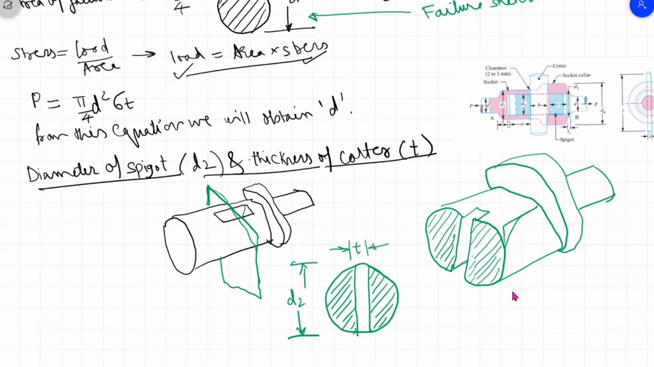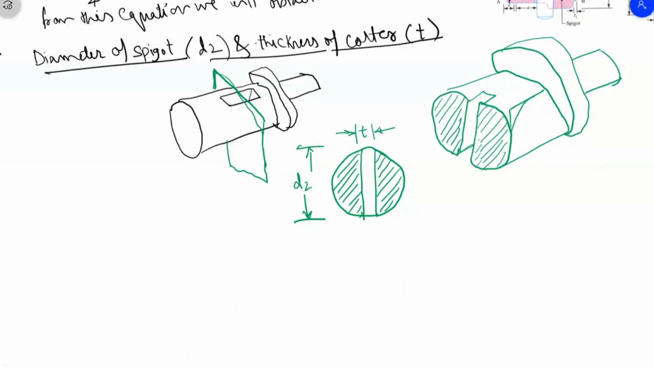So because of this, what will be the area? If the entire part were failing, the area would be pi by 4 d2 square, that is the area of the entire circle, minus this area, which is not subject to failure. So this you have to subtract.